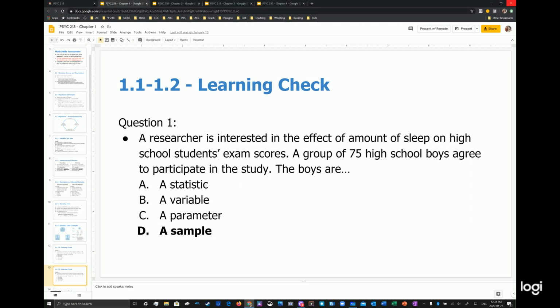So, remember, because we're looking at high school students and we only asked 75 of them, that smaller group of high school students is a sample of the larger population group of high school students in general. And so the students in this case, as the question says, are a sample.